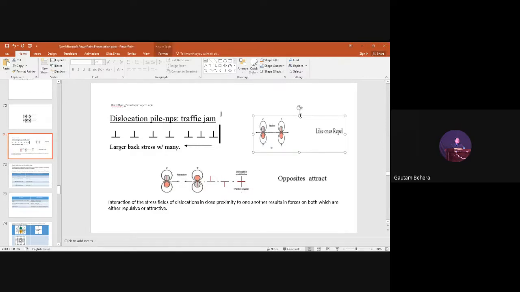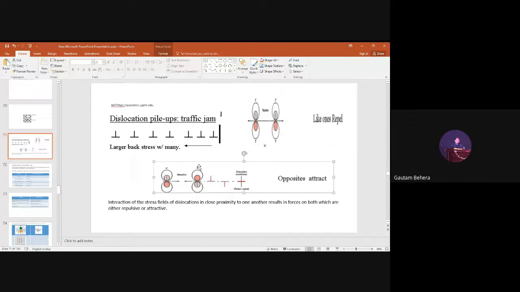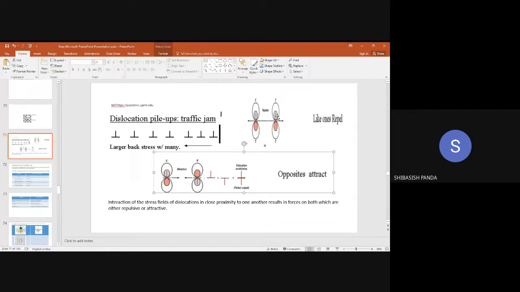Now just look at this image. Can you figure out what is happening here? Carefully look: this line is nothing but an inverted T, and this line is also an inverted T, and this is, for example, a slip plane. Inverted T means these are positive dislocations. This is one positive dislocation, this is another positive dislocation. So what is happening here? They are repelling each other.